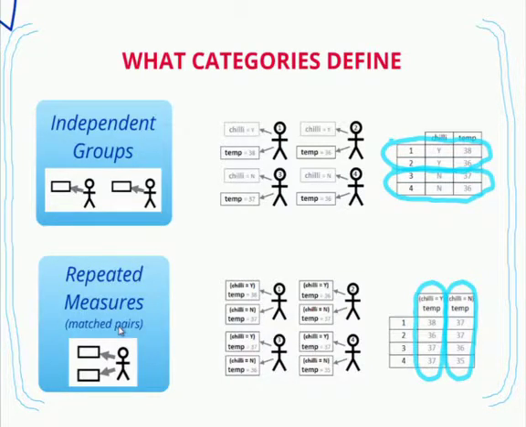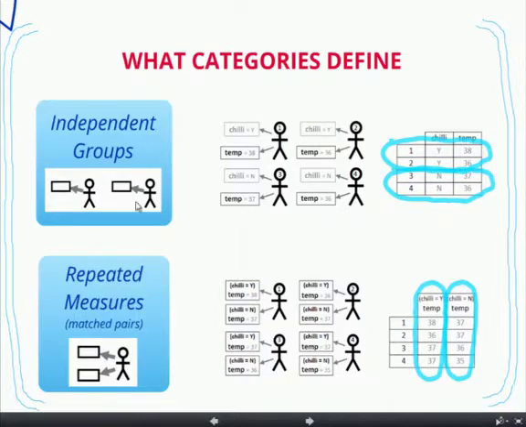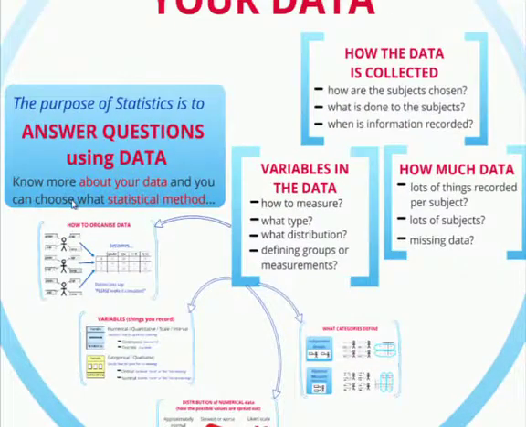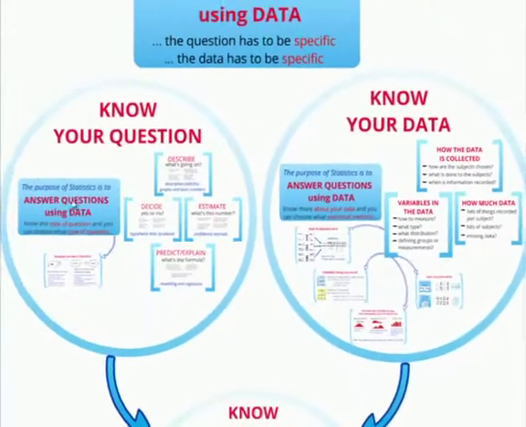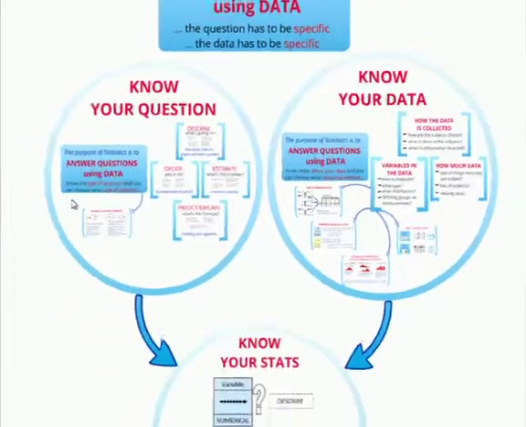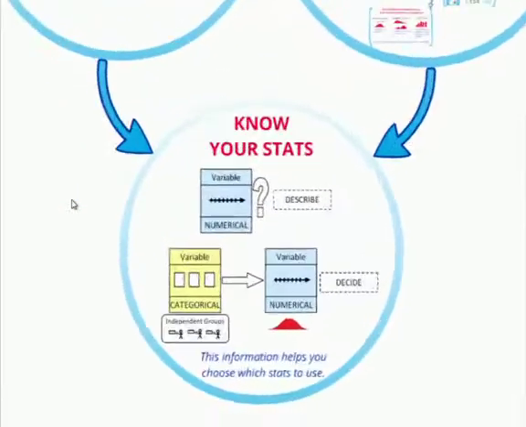So whether your situation is you've measured your outcome twice per person, or once per person and you get 2 different groups, is important. And I'm going to go over this again in lecture 4 because it needs some more discussion. But this is all the information that you need to know about your data to get to the final question. So here it is. You need to know your question, you need to know your data, and once you've got all that information together, you'll be able to know your stats.